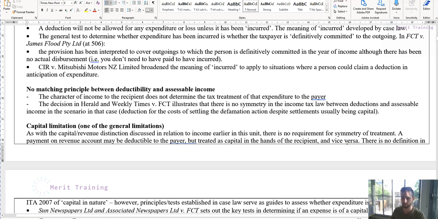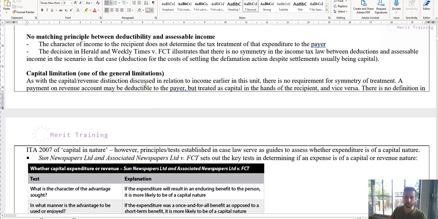You could have some expenses which are capital while the income is on revenue account, like the legal fees example I said before, or vice versa, you could have a capital amount of revenue, but you could also have a deduction on the revenue account, meaning you get to claim the deduction even if the revenue itself is capital in nature and no tax is paid on it. So that was determined by Herald and Weekly Times.